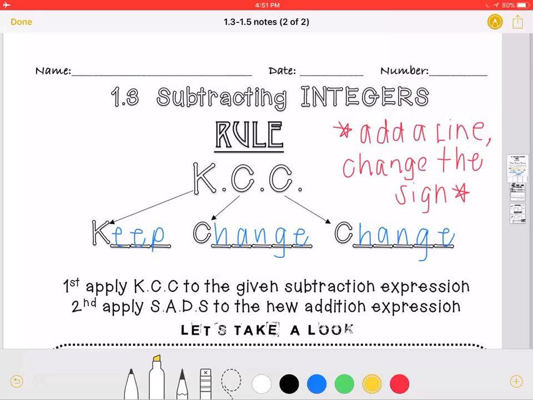This is lesson 3, subtracting integers. Make sure you have your copy of the class notes, a pencil, and a highlighter. Highlight along and fill these notes out with me.